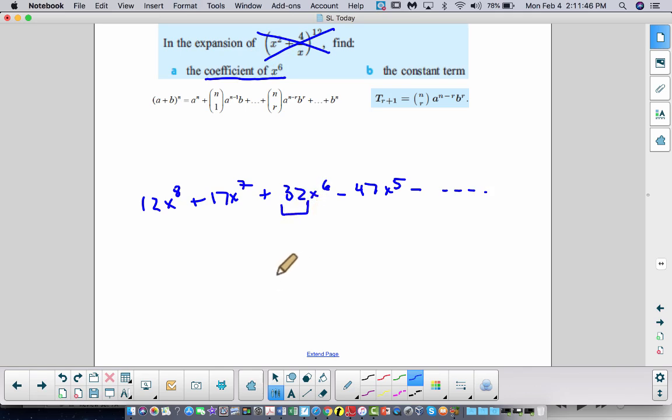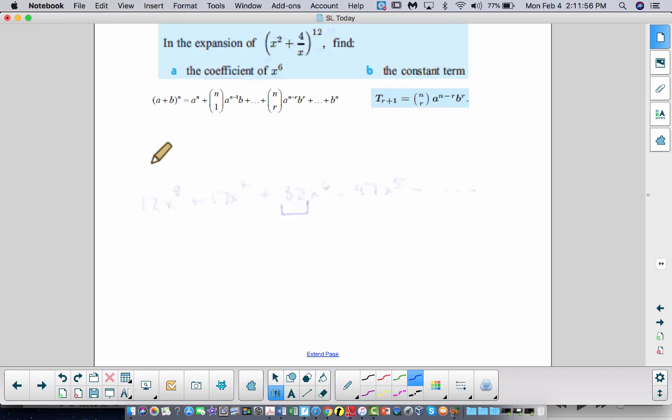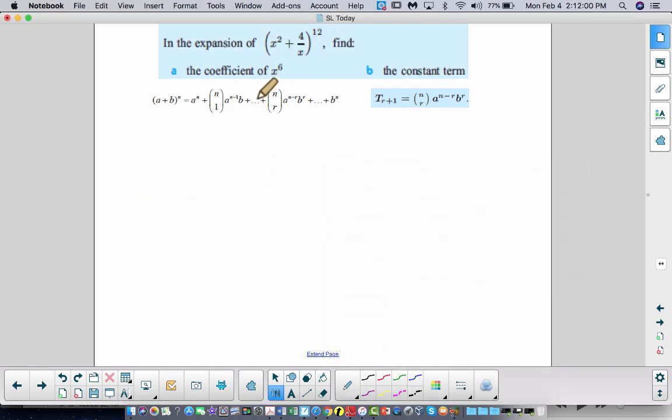So if I was just being asked, okay, look at this polynomial, what's the coefficient of x to the 6th? The answer would be 32. It's a little more complicated than that, but I just wanted to make sure that we understood what it is that we are being asked to find. So let's think about the coefficient of x to the 6th power. This is the key here.